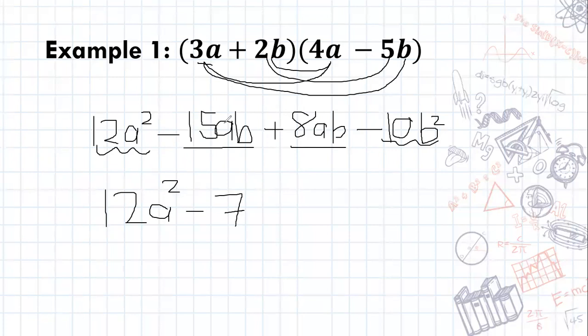So minus 15 plus 8 gives us minus 7. Okay, we can do it like this. 15 minus 8 is 7. And because the 15 is bigger, it has a minus sign. We keep the minus sign here, ab. And lastly, we have minus 10b squared. Cool. Let's try another one.